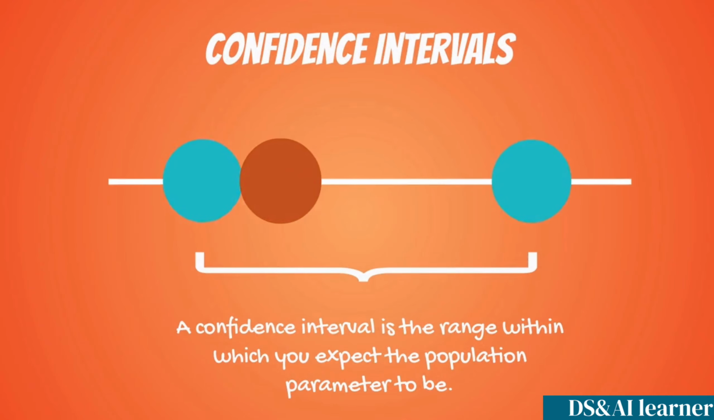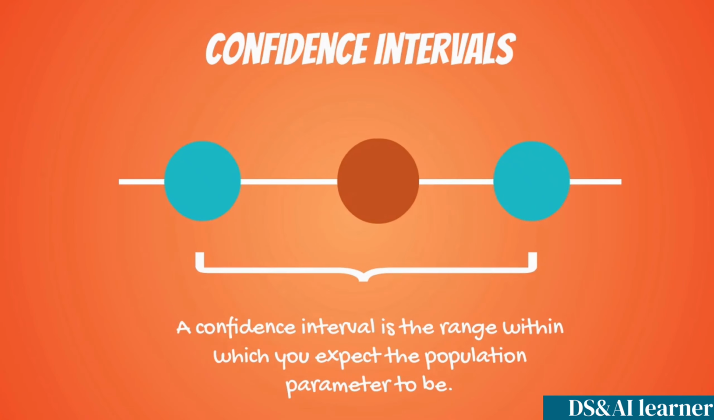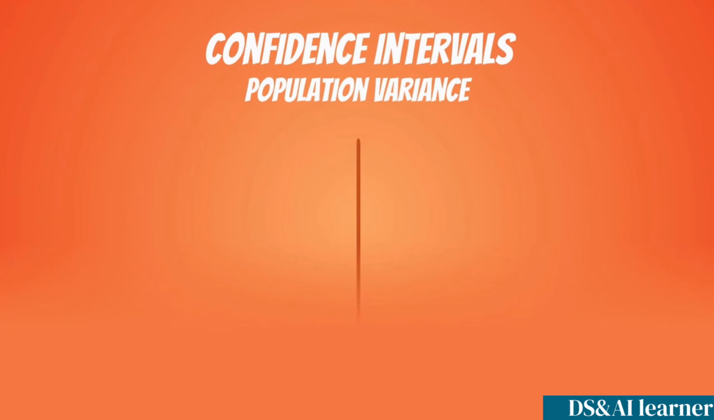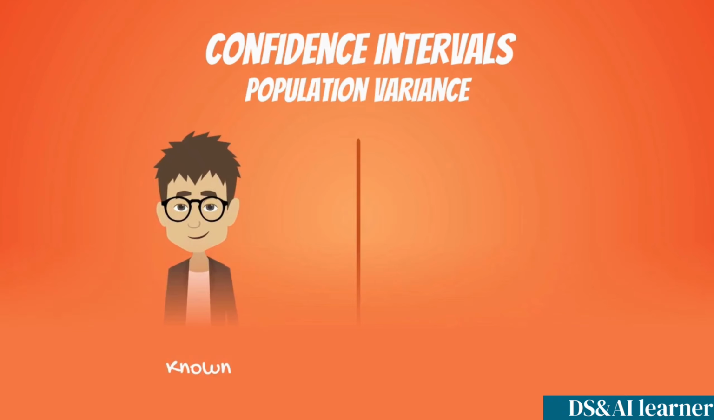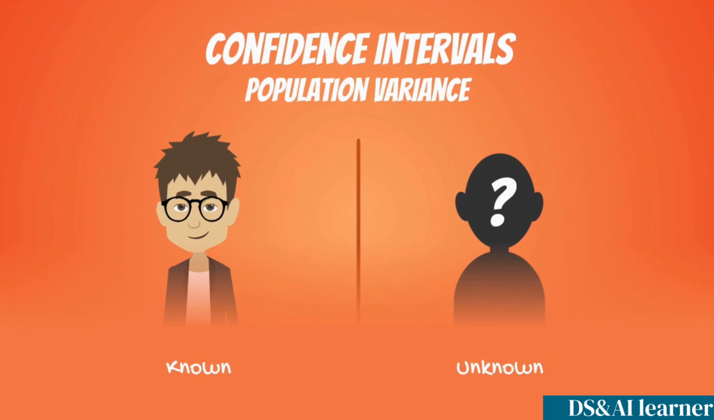A confidence interval is the range within which you expect the population parameter to be. Its estimation is based on the data we have in our sample. There can be two main situations when we calculate the confidence intervals for a population: when the population variance is known and when it is unknown. Depending on which situation we are in, we would use a different calculation method.